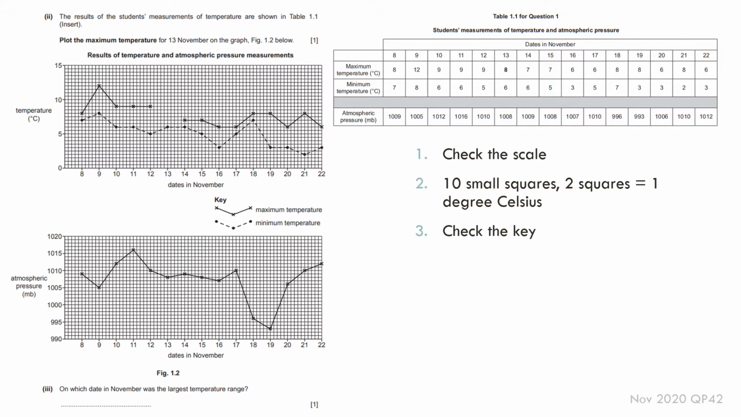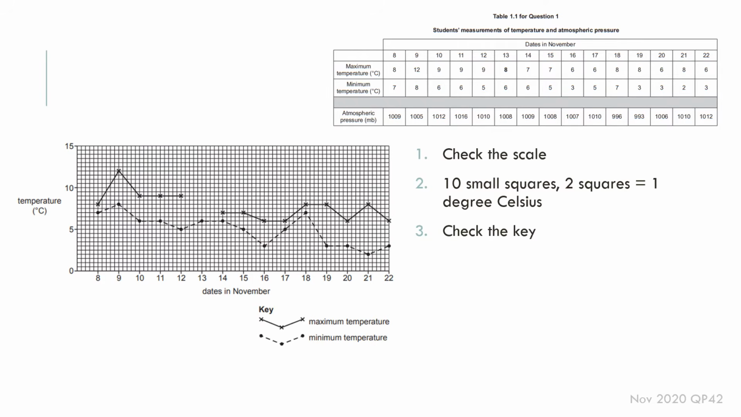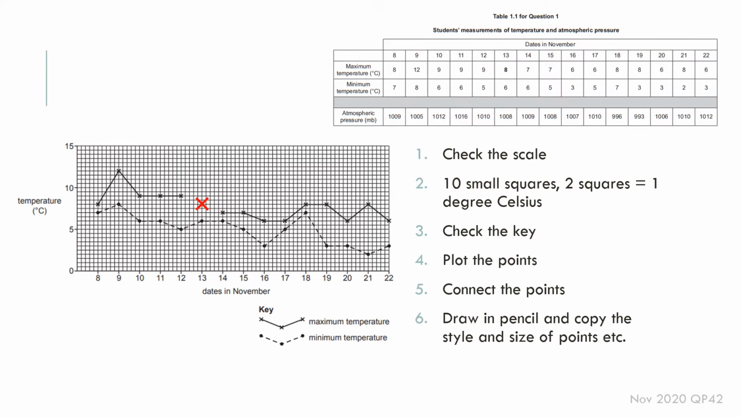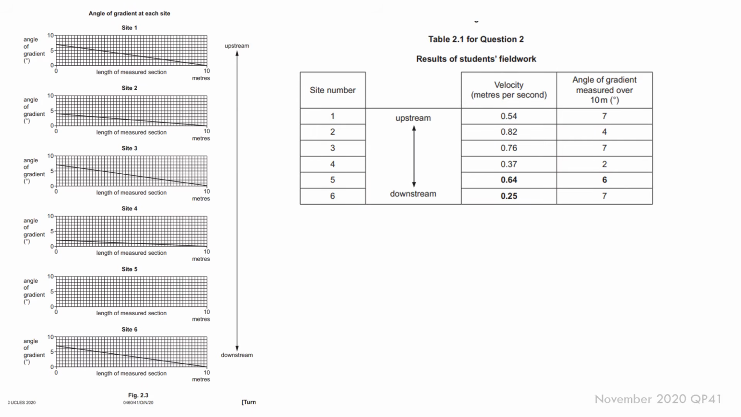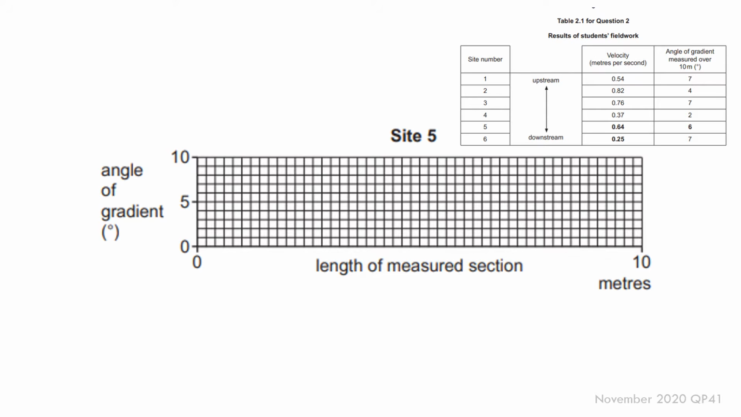Check the key to understand the pattern you need to use when drawing the line. So if I zoom in here, I'm going to plot the points on first, and then just connect the lines up with a thick line, and I'm going to draw in pencil and copy the style and size of the points here. Now, sometimes for this, we might be required to use an example, and although this is angled at a slope, again, it requires you to draw a line graph. So again, I'm going to look at what they've done. And so simply, if it's 0.64 velocity and it's angular gradient over 6, this one is simply find the 6 point and go all the way down to 10.